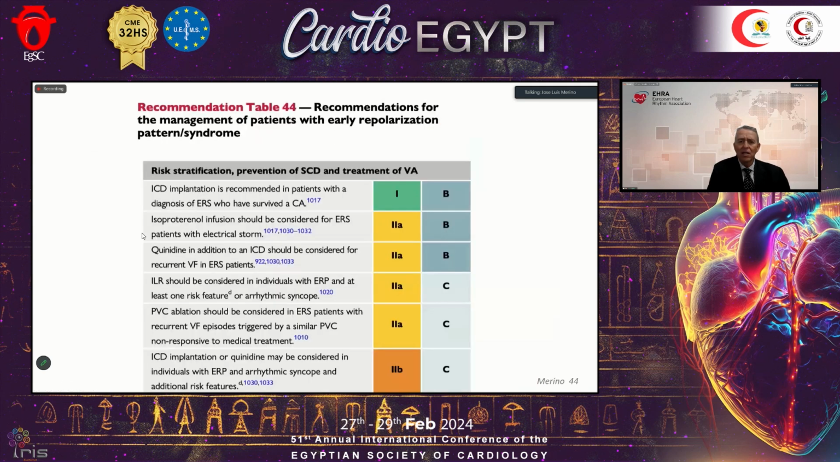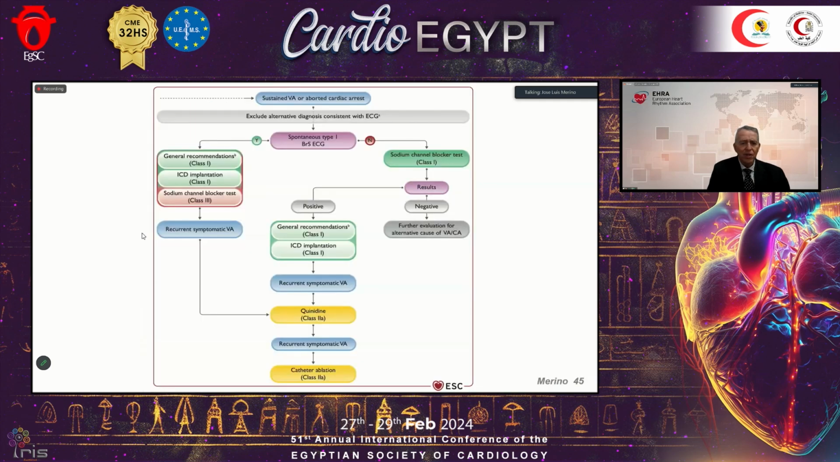Finally, what about early repolarization? The guidelines state that, similar to idiopathic VF, you may consider ablation to get rid of the triggering PVC in those patients failing medical treatment. Here you see the flow chart, and as you see, you need to consider many other things before going into ablation.